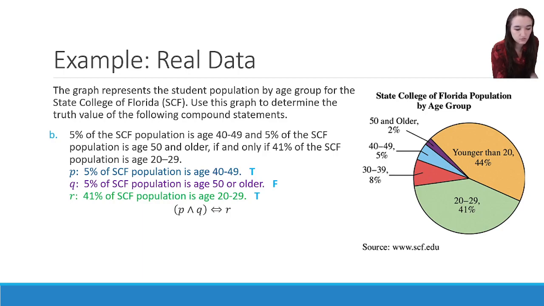So now we replace it with each of our truth values right here to get T and F if and only if T. So we start and we say, what happens to T and F? What do we know about our conjunction, our and statement? Well, and statements are only true if both are true. Both are not true, so in this case it would have to be false. So we get false if and only if true.